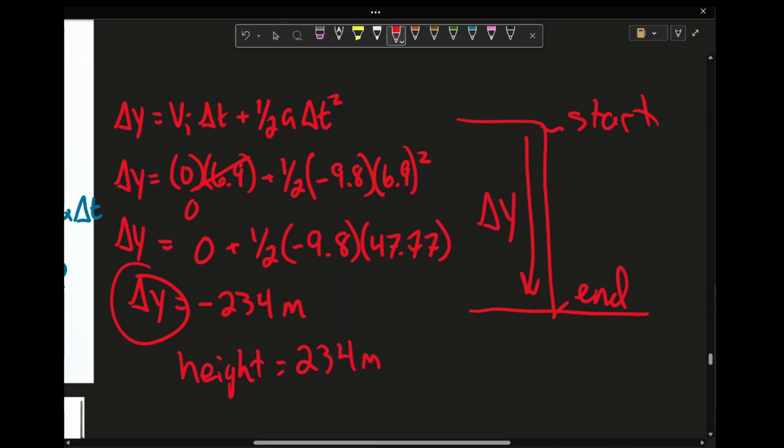meters. Meaning, because we are launching this thing from 234 meters high, it will go down 234 meters, or a negative vertical displacement, in order to hit the ground. Hopefully that clears that up.